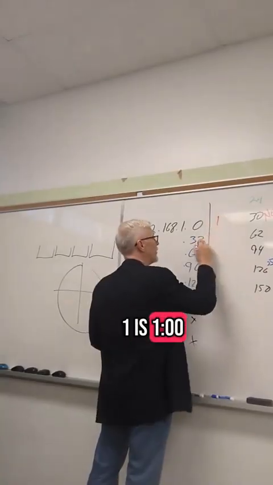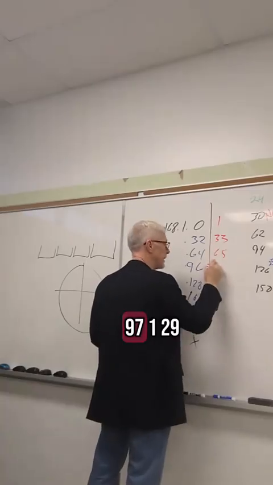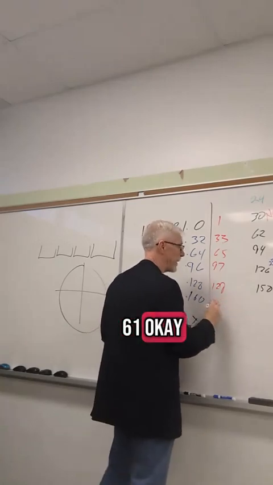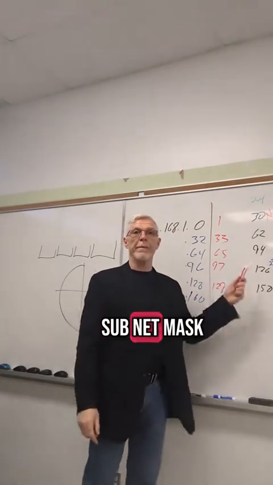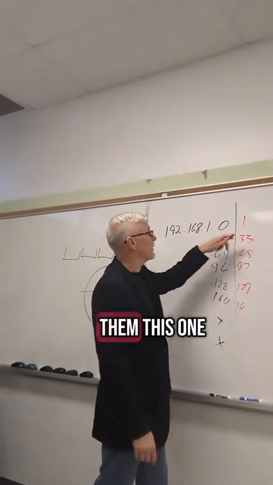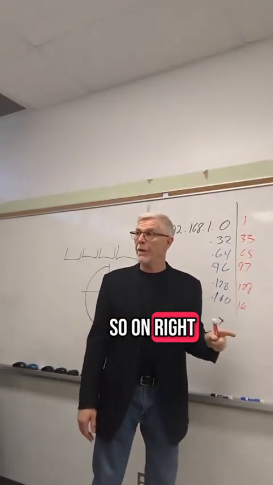Then I'm going to get my first hosts, and that's pretty easy. 0 plus 1 is 1. 32 gives me 33. 65. 97. 129. This one would have been 161, okay? So now I've got 8 networks. I only did 6 of them. This one will have 1 to 30, 33 to 62, 65 to 94, and so on, right? What is the subnet mask?